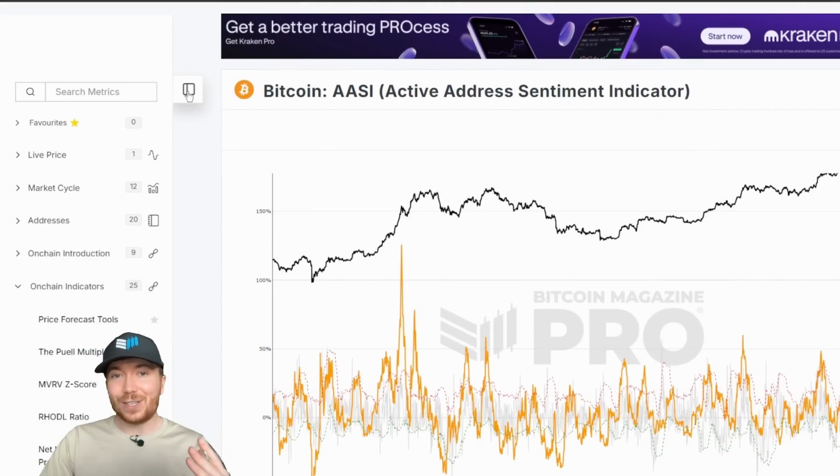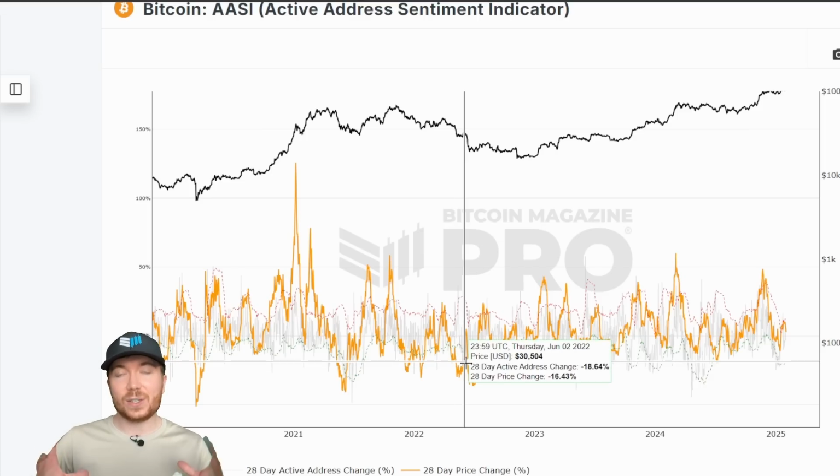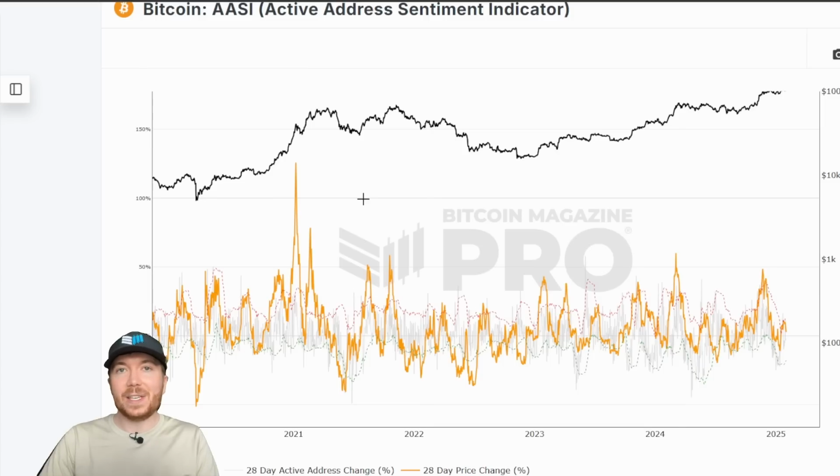Alongside that, the network utilization, looking at the active address sentiment indicator. This is looking at the 28-day percentage change in active addresses on the network, which is great because it's not looking at a fixed value oscillator, for example. If over the coming years we see less and less people using the Bitcoin network as a whole, this will adjust for that because it's just looking at a 28-day period.